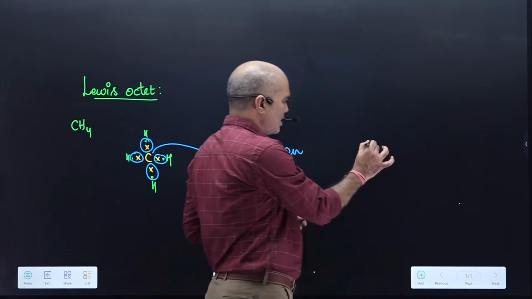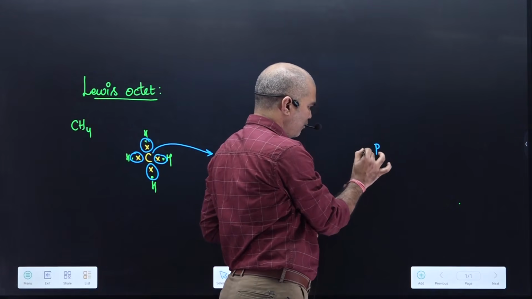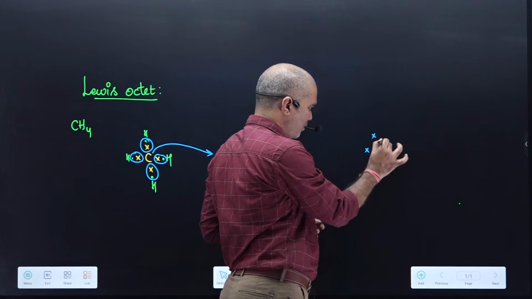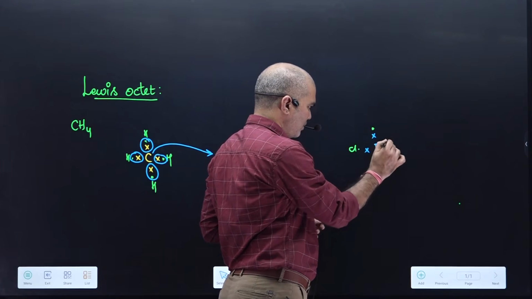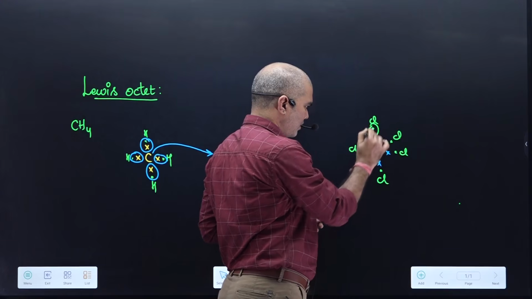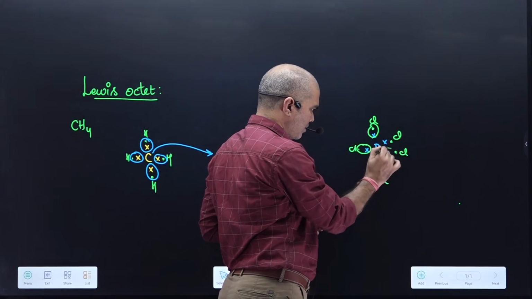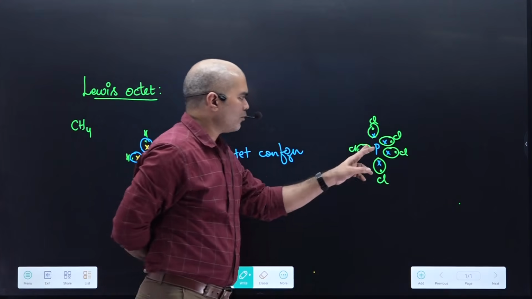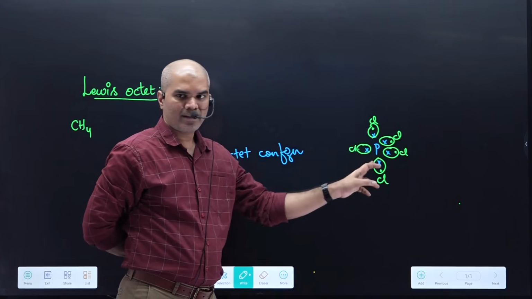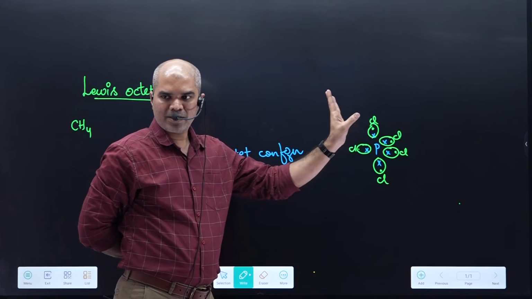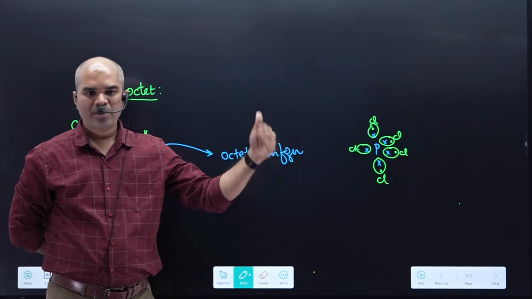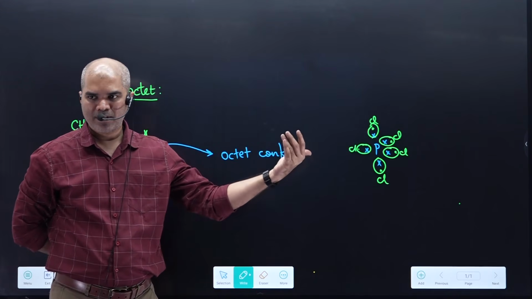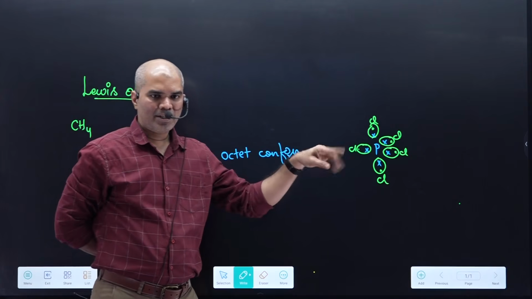But suppose I take PCl5. I am just drawing phosphorus with 1, 2, 3, 4 and 5 chlorines. Then I count the electrons. Around phosphorus, how many electrons are there? 10. But is it not stable? It is stable. PCl5 is stable. If you bring PCl5 and keep it here, it will stay for many years. It is stable only. It is not obeying the octet rule, but still it is found to be stable.